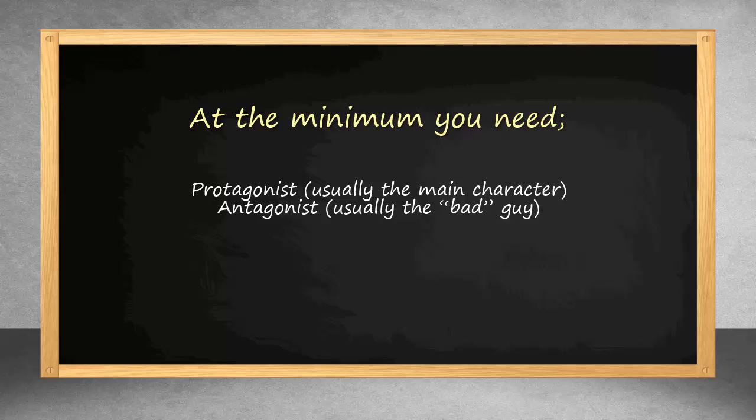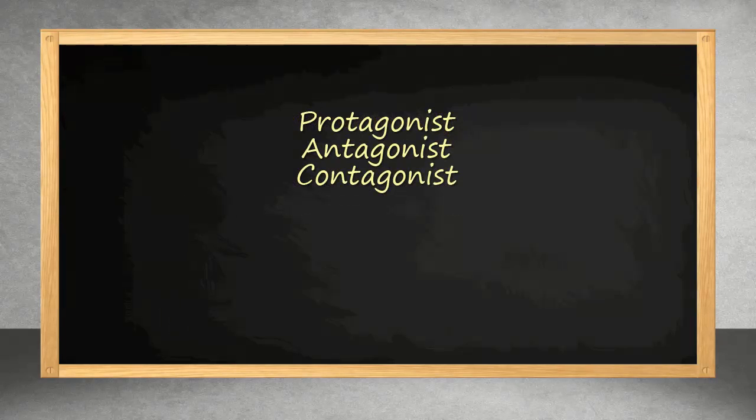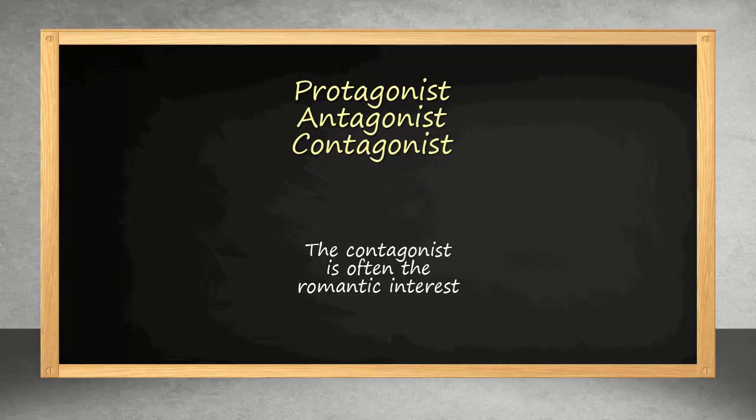I like to see a story have what I call the contagonist. The protagonist is usually the main character, the good guy, and usually the antagonist is the bad guy. The contagonist, in my view, is the person that is there to help the protagonist, the main character. I believe every good story has a romance, and therefore the contagonist is often the romantic interest in my stories.